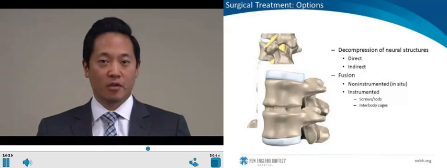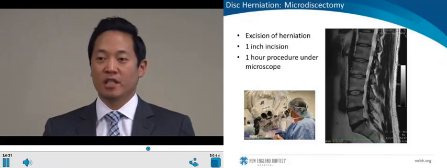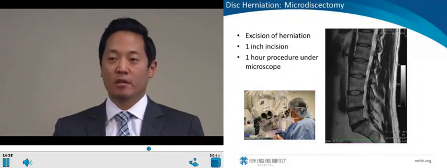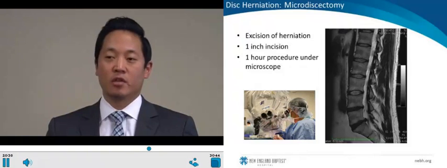So now we can look at some of the specific procedures performed based on the pathology. In general, for disc herniations in the lumbar spine, the procedure of choice is a microdiscectomy.